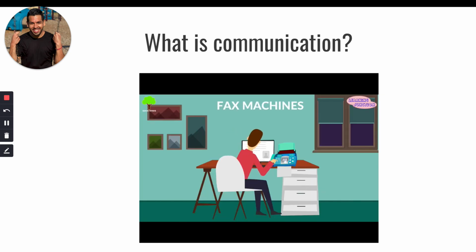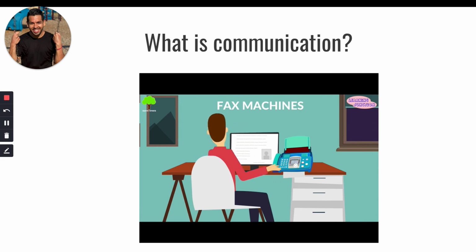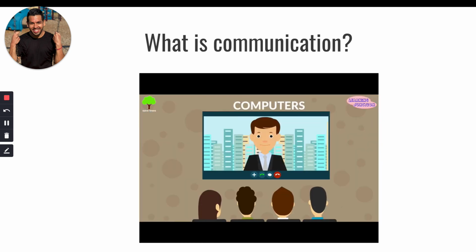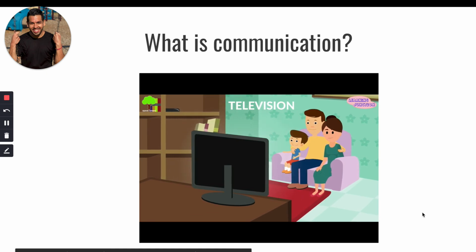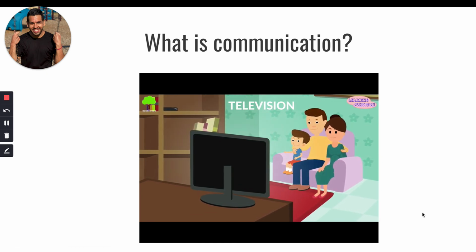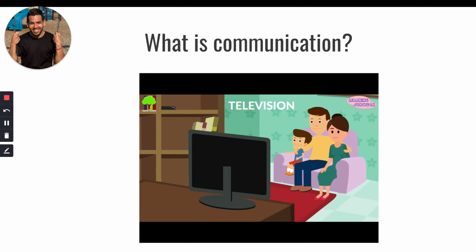Fax machines. It is used to instantly send a copy of a letter to another fax machine connected via a phone line. In order to send a letter by fax, we need to know the fax number of another person. Computers. A computer helps us to connect and communicate with people all over the world through the internet. We can send instant messages to people through emails. Television. We can hear and see what is happening around the world by watching the news and other programs on TV.